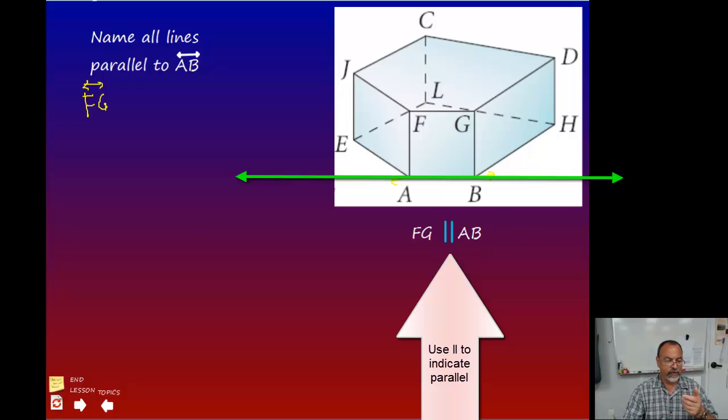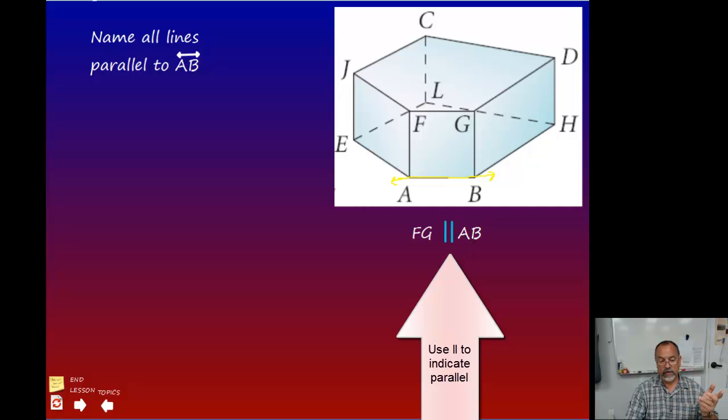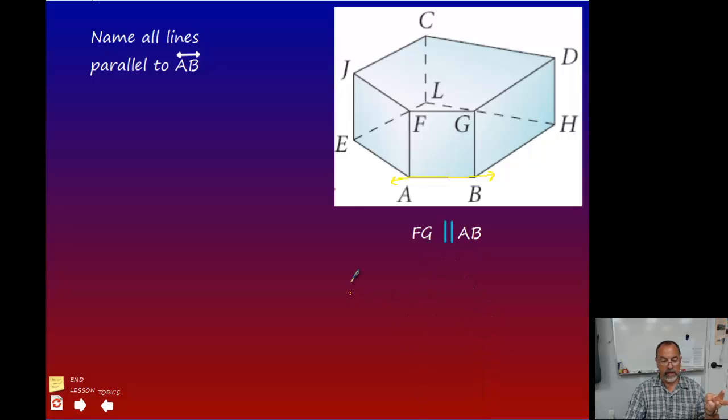Now, real quick, what mistake did I make in naming this over here? What is the question asked? Two lines. So here I have two letters. What's the problem? Is FG a line? Is FG a segment? Or is FG a ray? We don't know. So make sure, because it asks for a line parallel to AB, then my answer needs to be lines. So I should have these symbols above both of those.